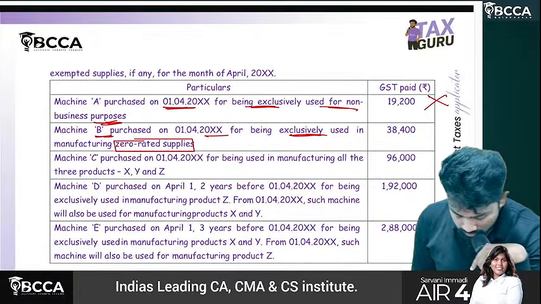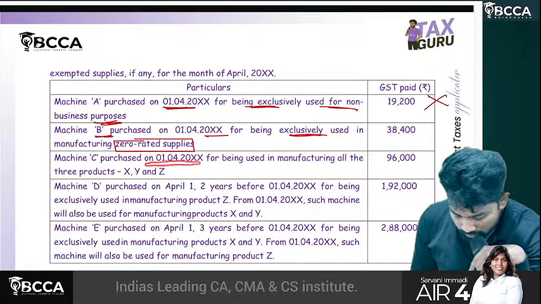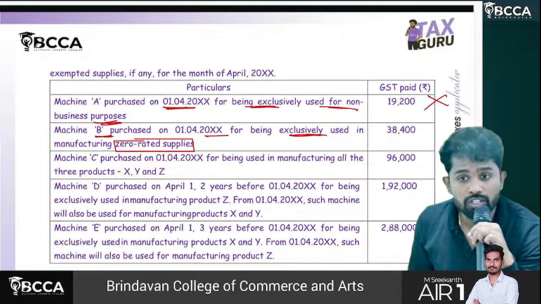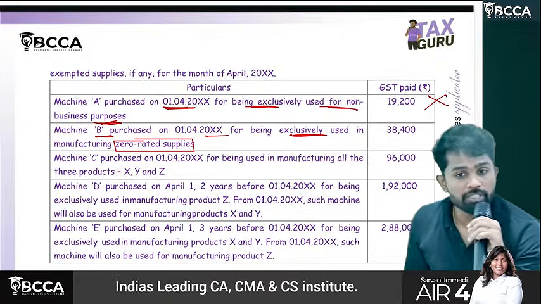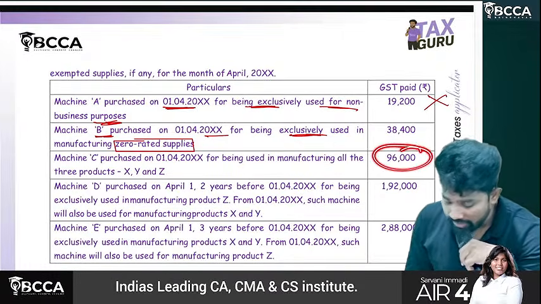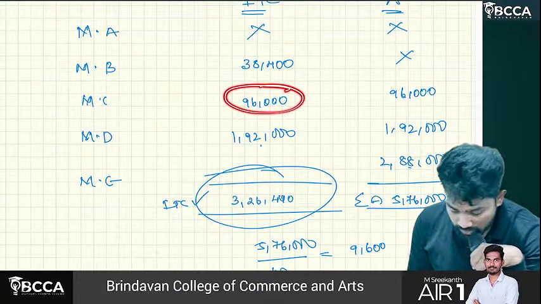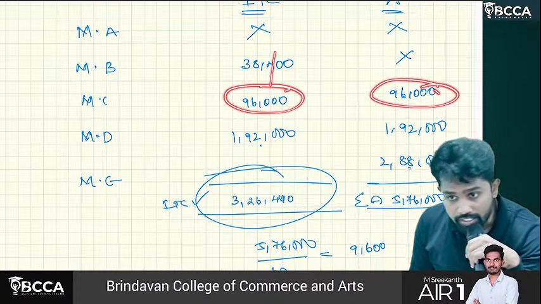Then machine C purchased on 1st April for being used in manufacturing all the three products. That means what? Common use. So common use means what we have to do? We have to avail ITC and we should even mark it as A. So take like 96,000 under the ITC column and even under the A related column.